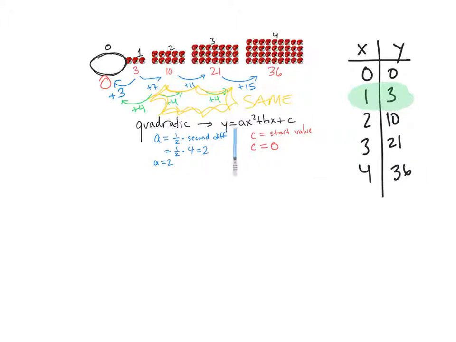I'm going to plug that in right here. I also know my A and I know my C. So let's plug and go. So Y is 3, equals A is 2, X is 1 squared, B, and then 1, and then C is 0. So I've just plugged everything in using this equation right here. I plugged in my 1 for X, 3 for Y, 2 for A, and 0 for C. And then I'm going to find B from all of this.